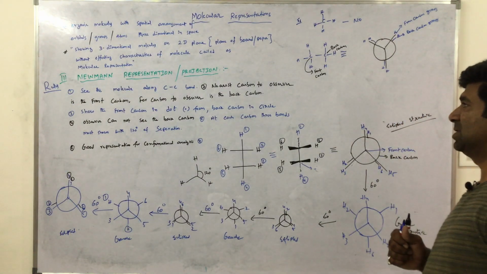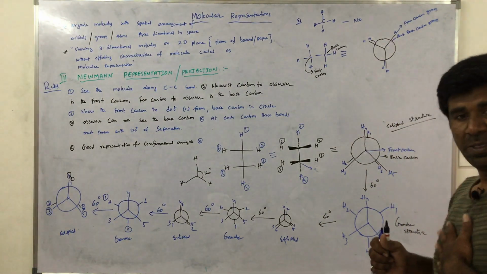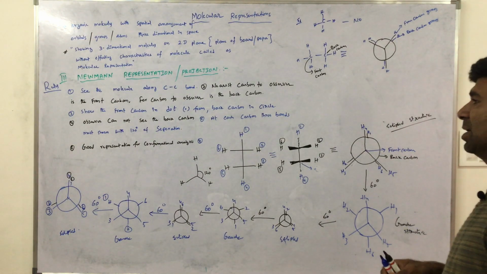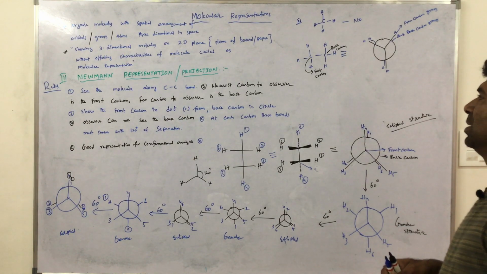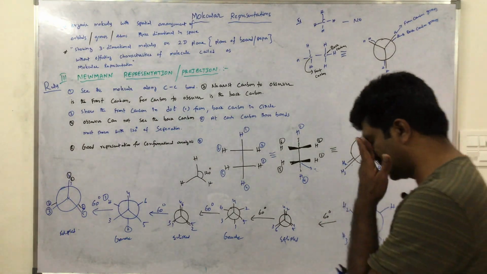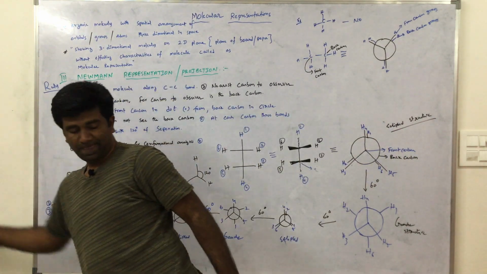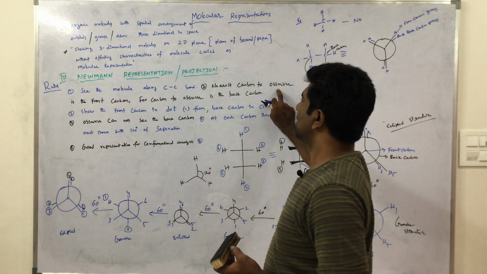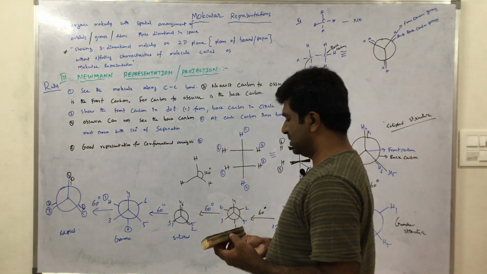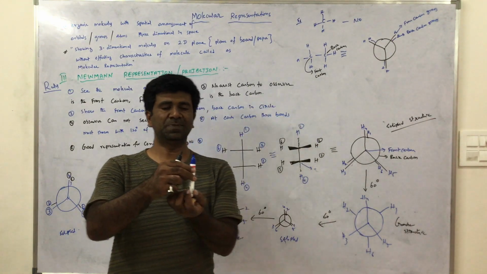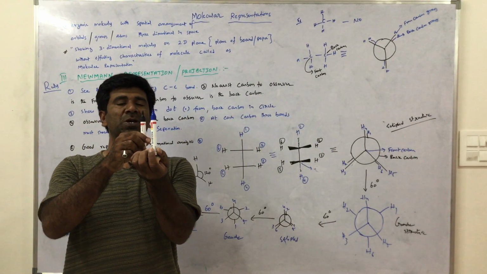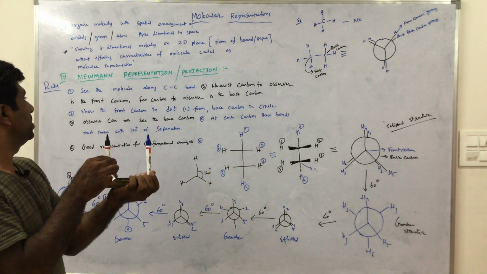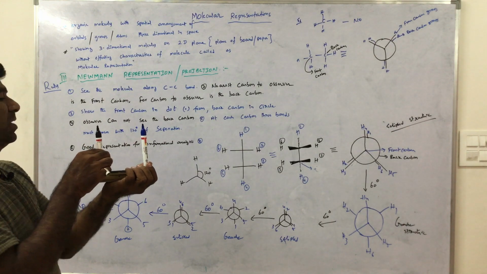In that, the first rule is to see the molecule along the carbon-carbon bond. Okay, carbon-carbon bond. The second one is that the nearest carbon to the observer is the front carbon. For example, this is one carbon, this is the second carbon. The second point is: the nearest carbon to the observer is the front carbon.